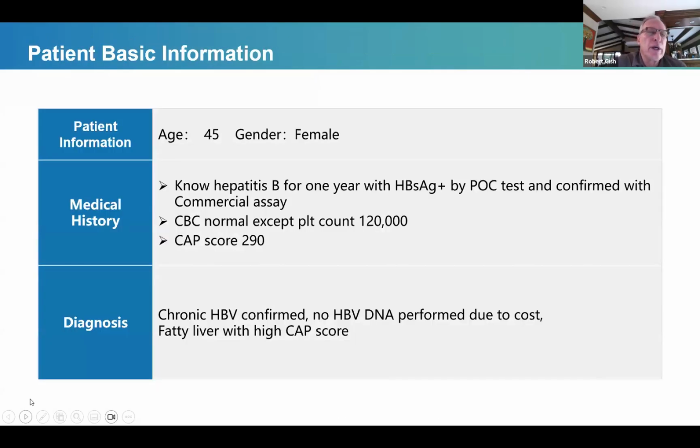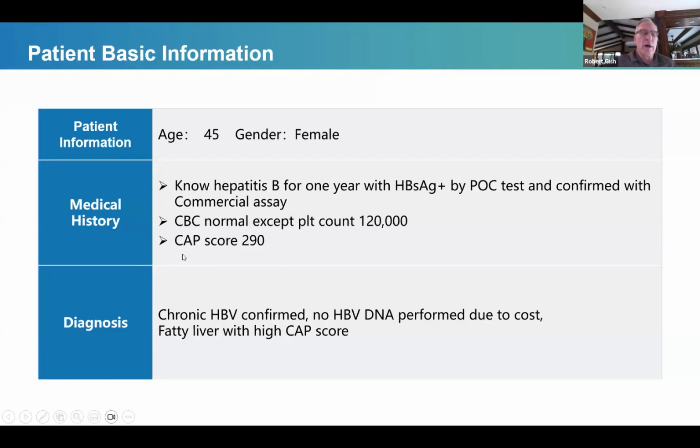So this is just going into a patient, 45 years of age, a woman, known hepatitis B surface antigen positive by a point of care test. And that was confirmed by a commercial assay. That's an important discussion in Africa because some of the point of care tests have a high false positive rate. And of course, we're on the hunt for quality point of care tests for our collaborators in Africa and around the world. CBC count was abnormal because the platelet count was 120,000. That's definitely going to give you a number that's going to suggest advanced fibrosis and probably cirrhosis. CAP score intermediate range here at 290.